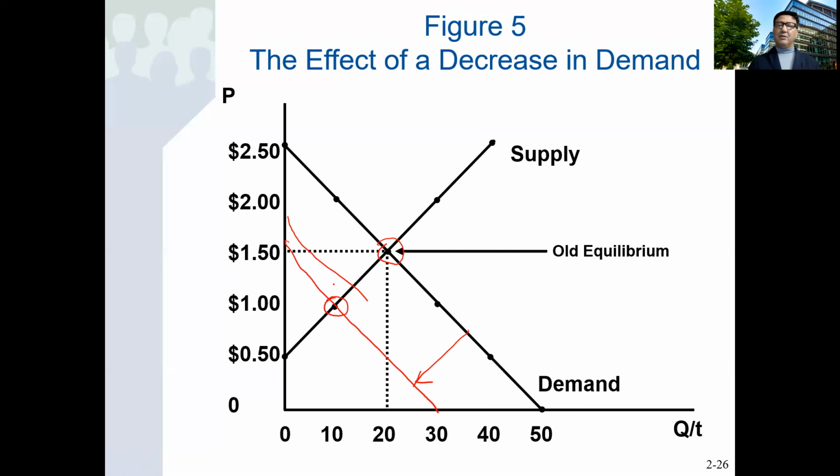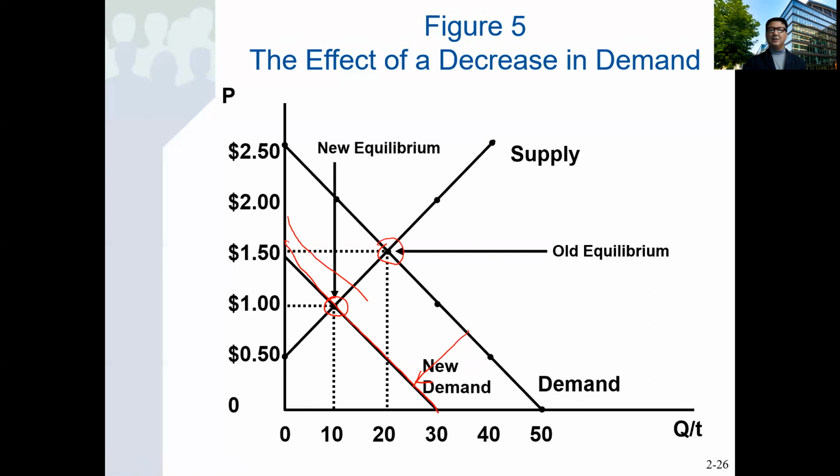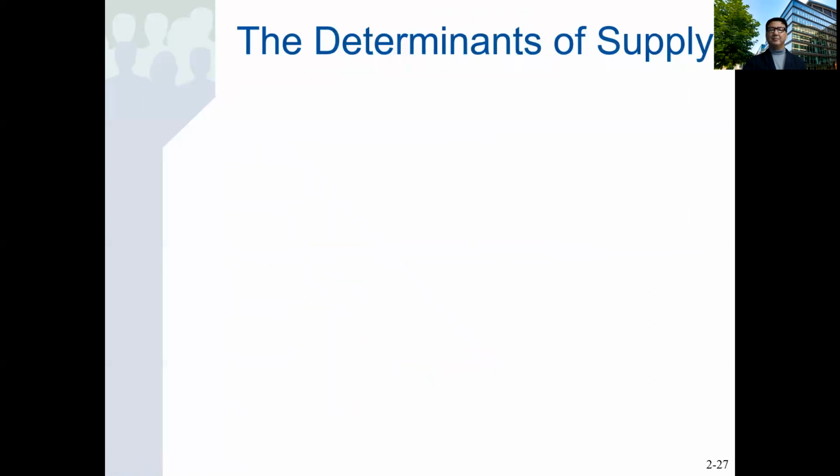In order to have the suppliers, who are the producers, be happy and also the consumers to be happy, they have to sell it. They have to lower the price to about $1, and they will sell about 10,000 orange juices. Here's the new demand and here's the new equilibrium.